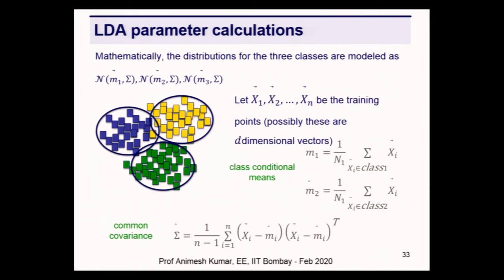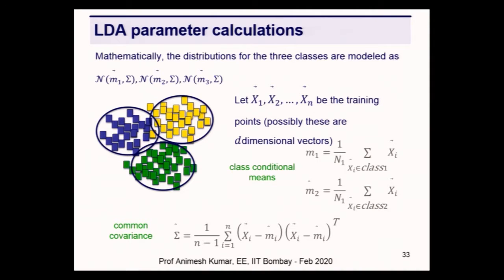So once again, in LDA, we assume that the covariances sigma are the same. But once again, because it's data driven, the values of these vectors m1, m2, m3 and this covariance sigma are not given. So how do we get around that?